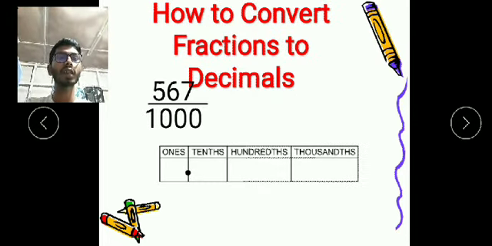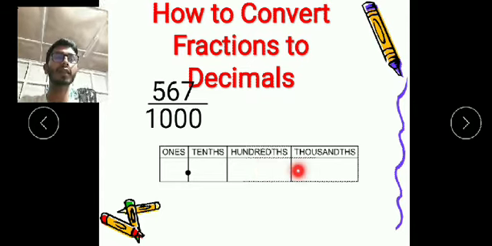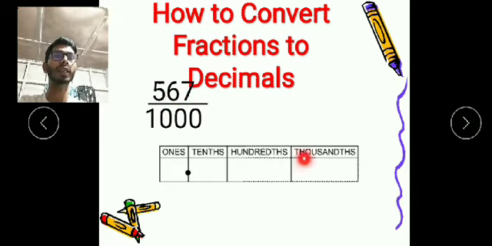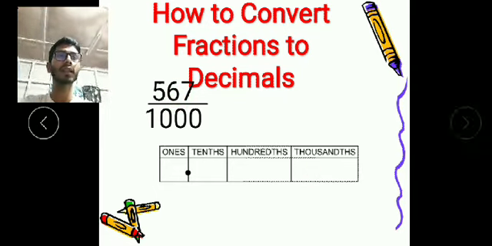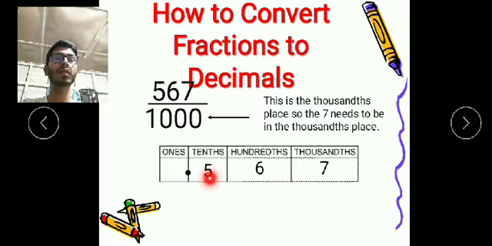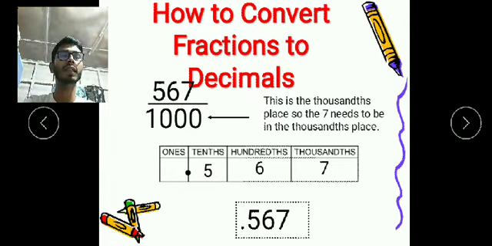Let us see one more. 567 by 1000. So this is the 1000th place. In the table we have ones, 10th, 100th and 1000th. So 5, 6, 7 we have to write here, lastly 7, 6 and 5. So the answer will be 0.567.